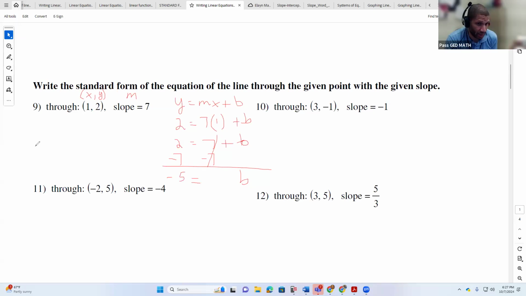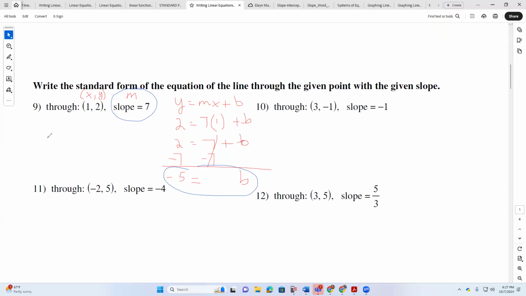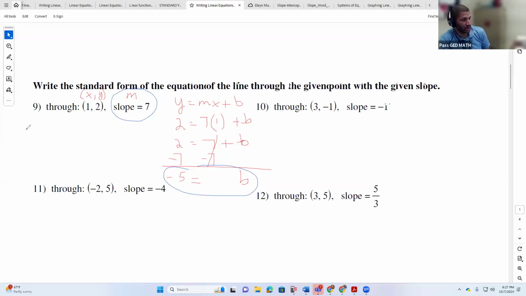What we just did a second ago: if we know our slope is 7 and we know our y-intercept is -5, what's my equation of the line? What do we start with? The y? If my slope is 7 and my y-intercept is -5, what's my equation of the line? We just did it.